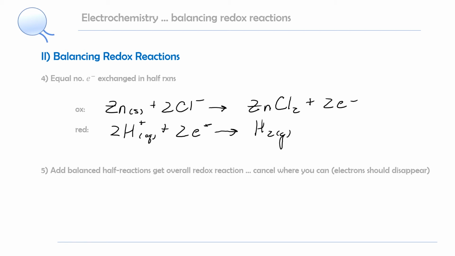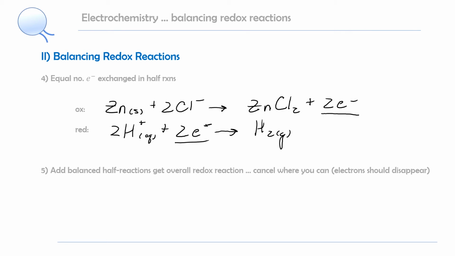So we just want to inspect our 2 half reactions and make sure we have the same number of electrons exchanged. I'm giving up 2 electrons and I'm gaining 2 electrons. So in this case, we have the same number of electrons exchanged. In the event you didn't, for instance, if this was a 1 electron exchange up here, what you would do is multiply this entire half reaction by 2. That's not what happened in this case. We're fortunate we don't have to do much more.